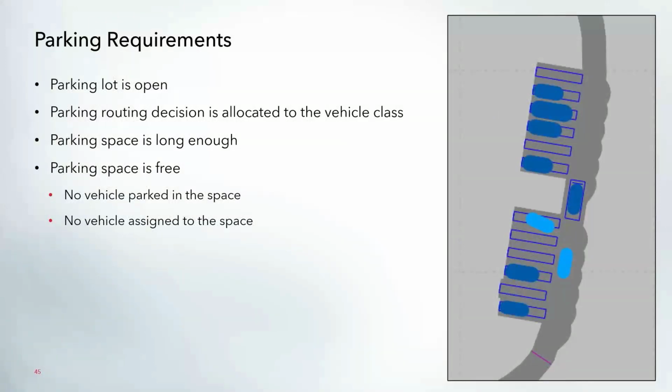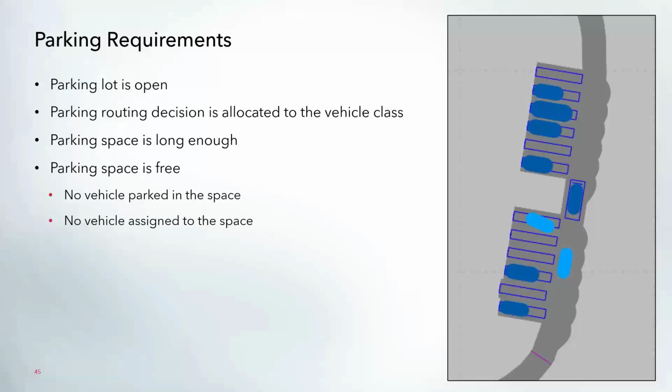All right, so now that we've covered all of those objects, let's take a look at some of the requirements that have to be met in order for a vehicle to actually park in a space. So the very first thing the vehicles are going to check for is to make sure that the parking lot is open. Again, that parking lot open attribute is going to be set on the parking lot object itself. So we just have to make sure that time is allowed and that the vehicles can actually park during that particular time. The routing decision must also be allocated to accept that particular vehicle class.